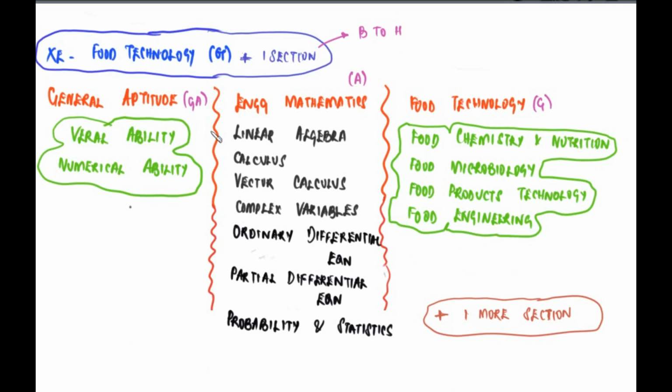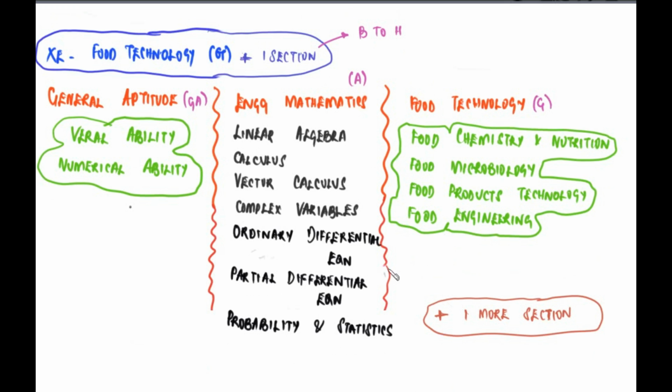In the case of your XE, if you note, the food technology syllabus is common for both the engineering sciences stream as well as the life sciences stream. So the difference will be only in the compulsory section. There the compulsory section is chemistry, here it's going to be engineering mathematics. The general aptitude syllabus also remains the same.